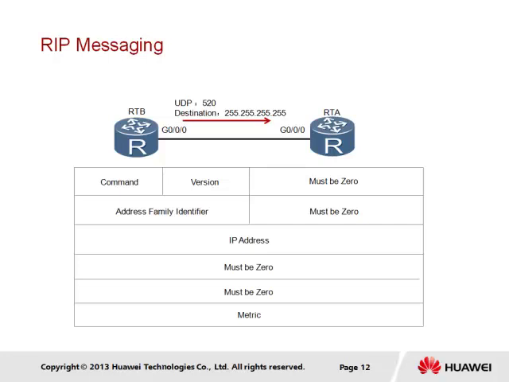The address family identifier refers to IP, and the IP address field carries the IP network address being advertised, along with the metric in the last field. This metric may be any value between 1 and 16. However, 16 denotes an infinite route that is unreachable.